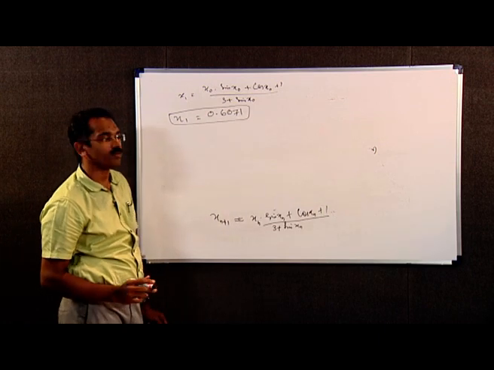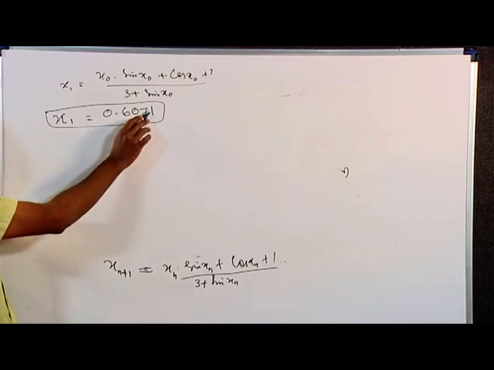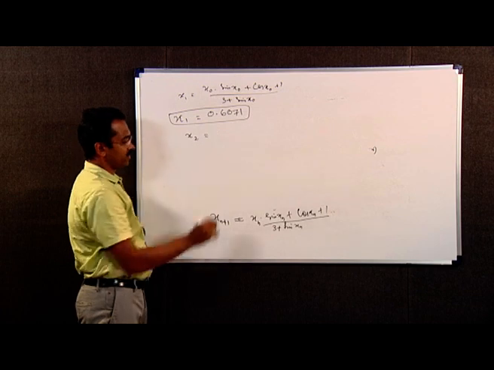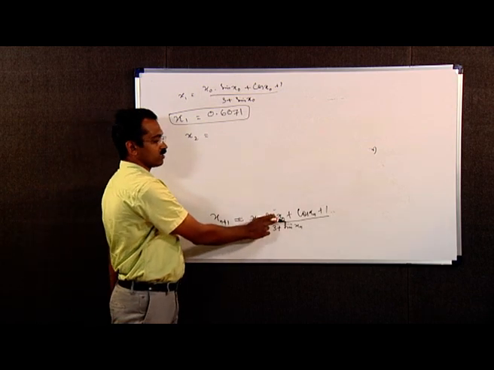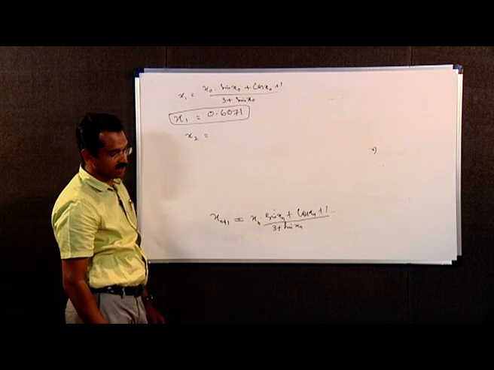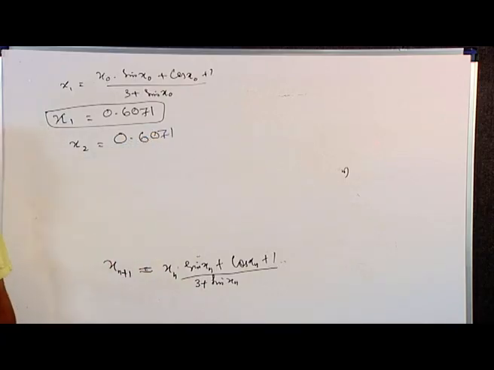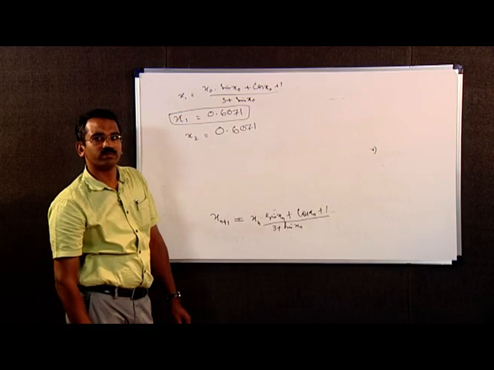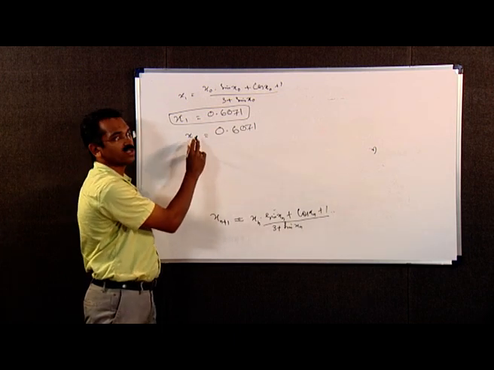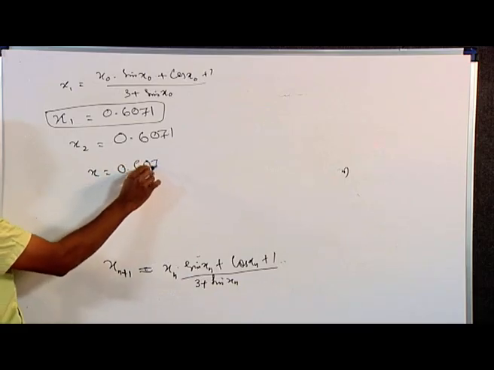Now, we put this x1 equal to 0.6071 in this formula, we will get the second approximation as x2 is equal to x1 into sin x1 plus cos x1 plus 1 all divided by 3 plus sin x1. On simplification, we will get 0.6071 again. Approximately they are equal. Therefore, we can conclude that the approximate root of the given equation is x is equal to 0.6071.